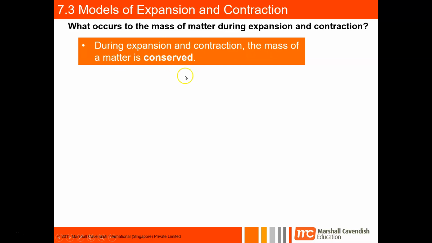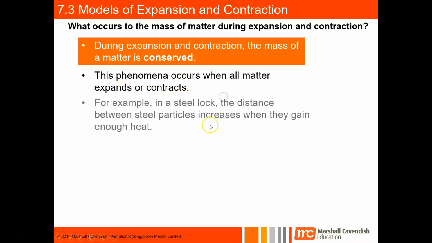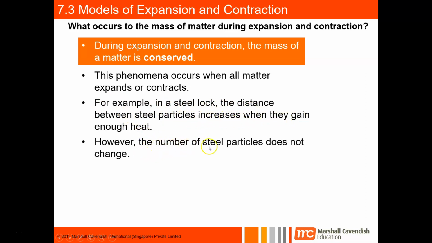Conserved just means that it does not change. And this phenomenon occurs when all matter expands or contracts. Given the example of a steel log, the distance between the steel particles increases when they gain enough heat, but the number of steel particles does not change. Therefore, the mass of the steel log is conserved.